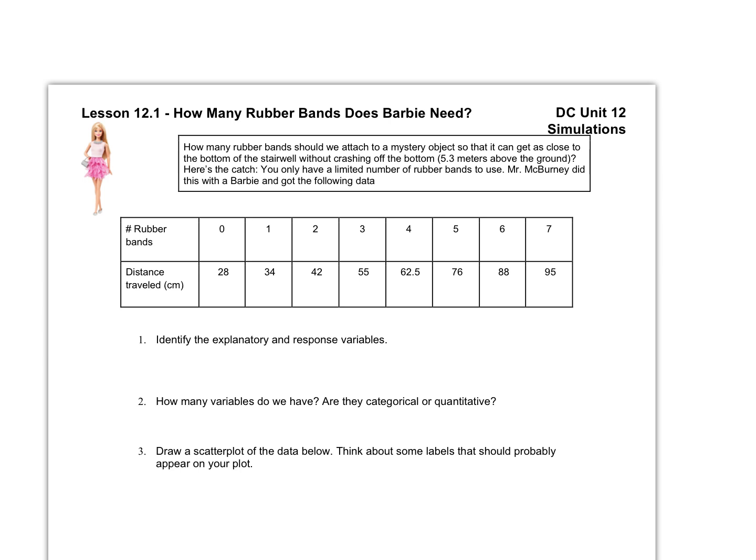So in previous years I've done this, and so if 0 rubber bands would mean she has no rubber bands attached to her ankles. Rubber bands meaning bungee cord lengths, okay? So her height basically is 28 centimeters without any rubber bands, all right?